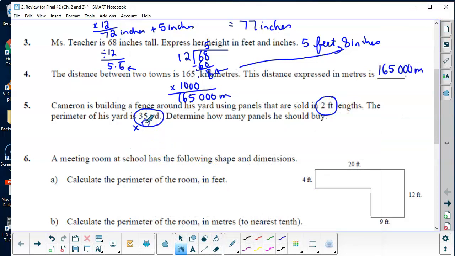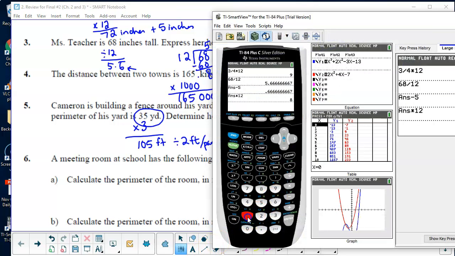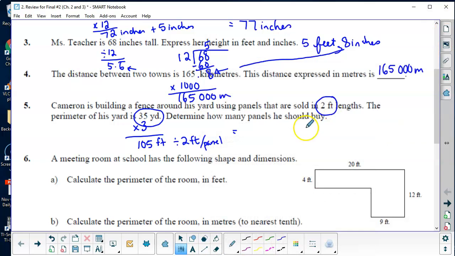So we're going to multiply this by 3, and that's going to be, what, 105 feet. So then divide that by 2, because there's 2 feet per panel. So 105, you can do this in your head, but I'll do it on my calculator, is 52.5 panels. Now the thing is, you can't buy half of a panel, so you'd want to round up to 53. If you went 52, you wouldn't have enough.